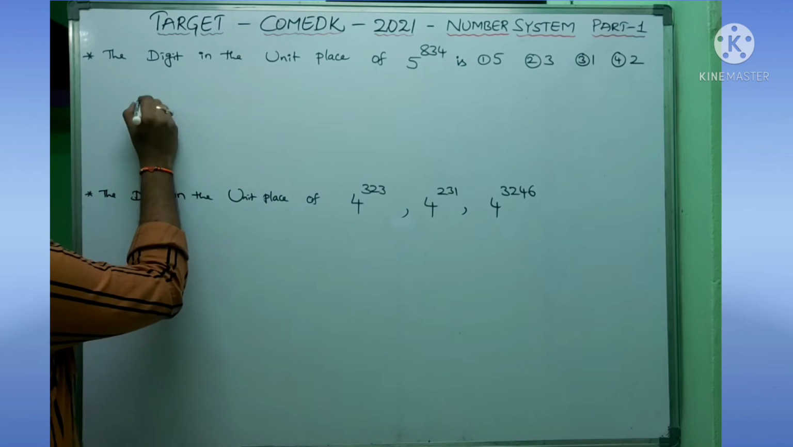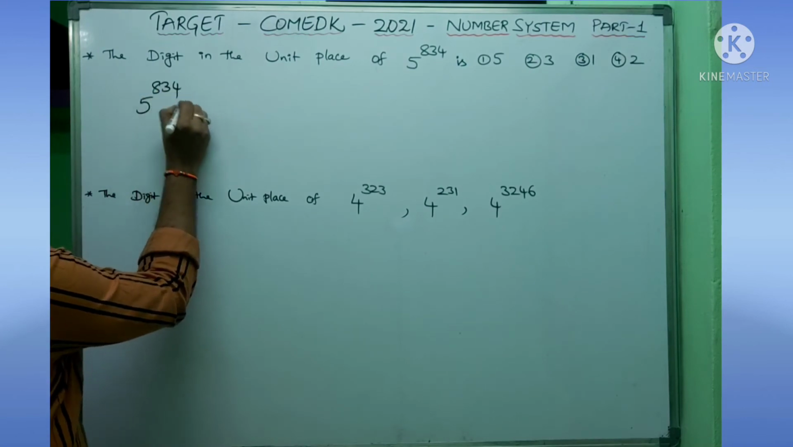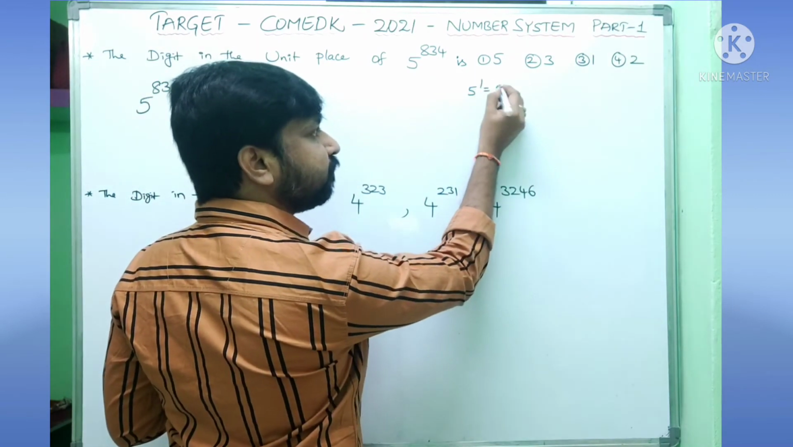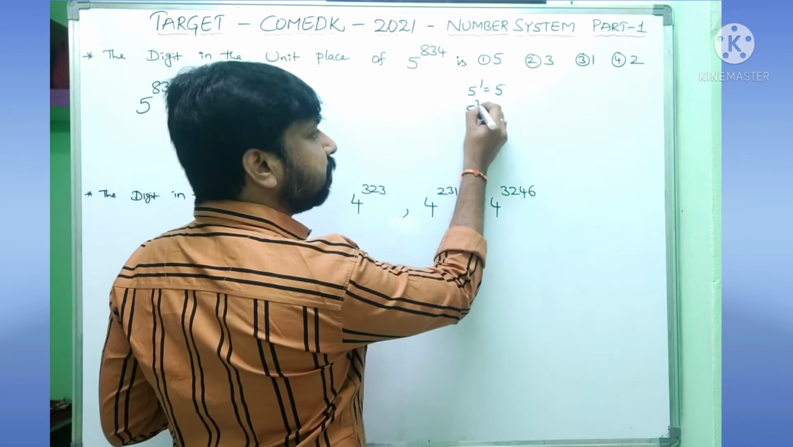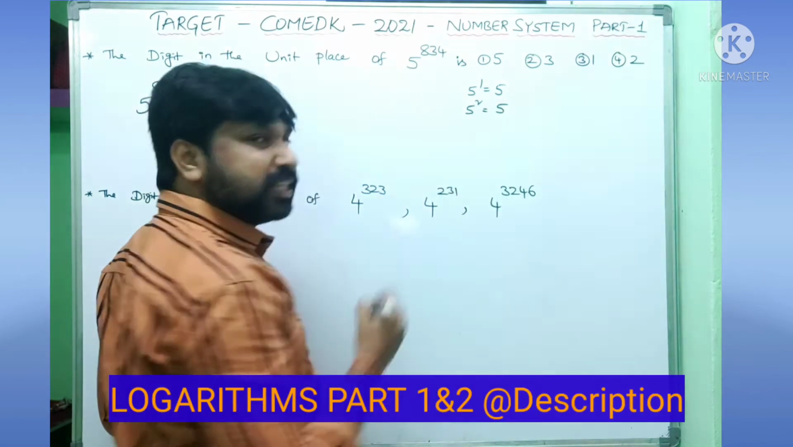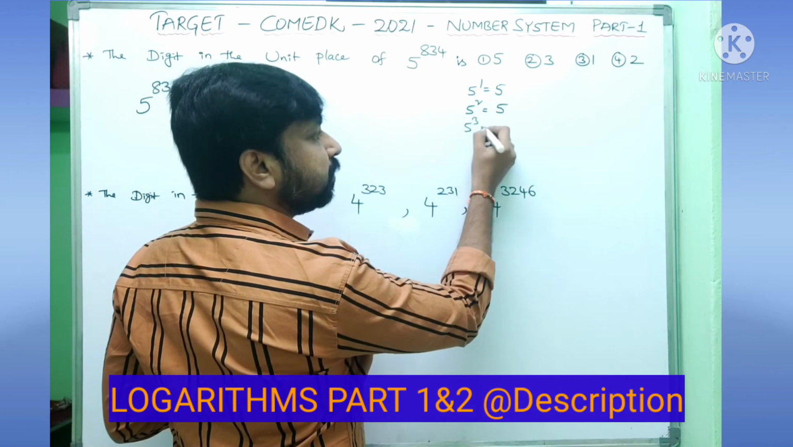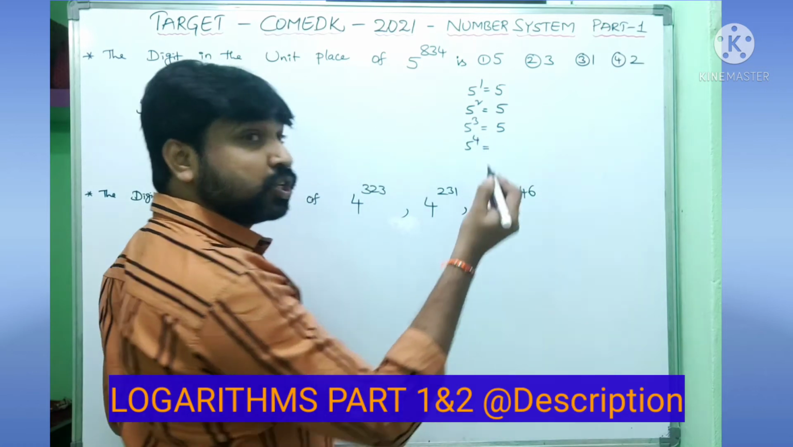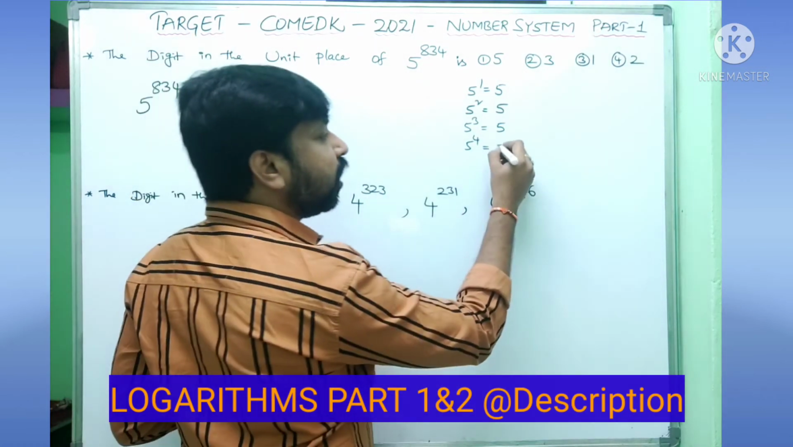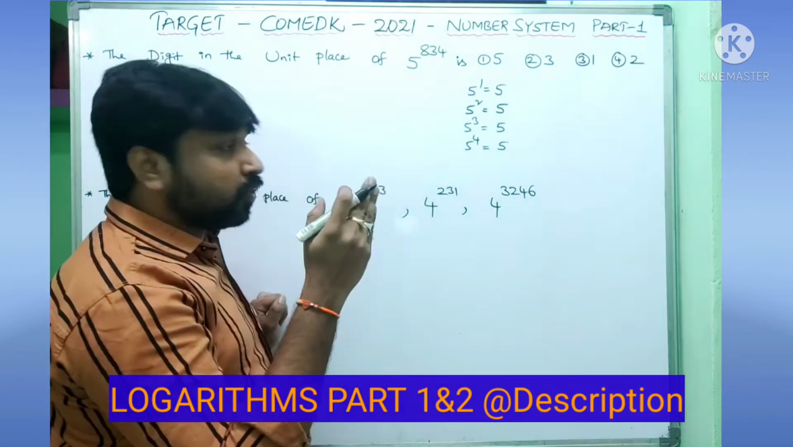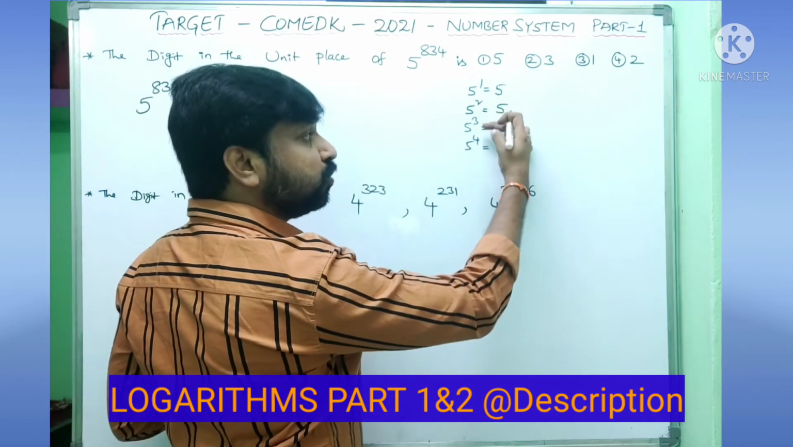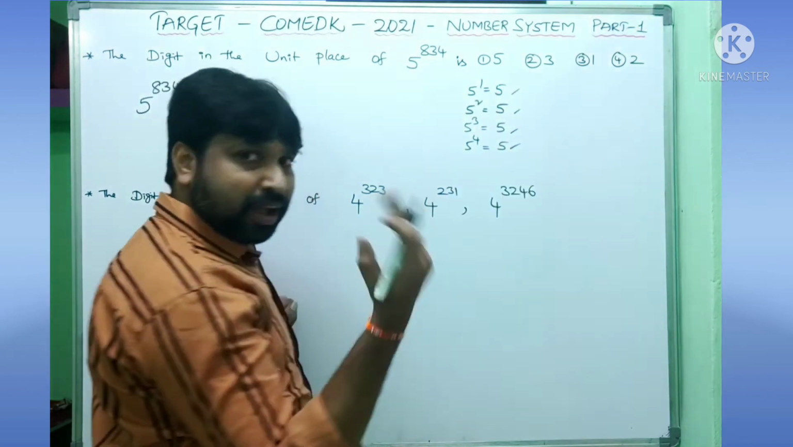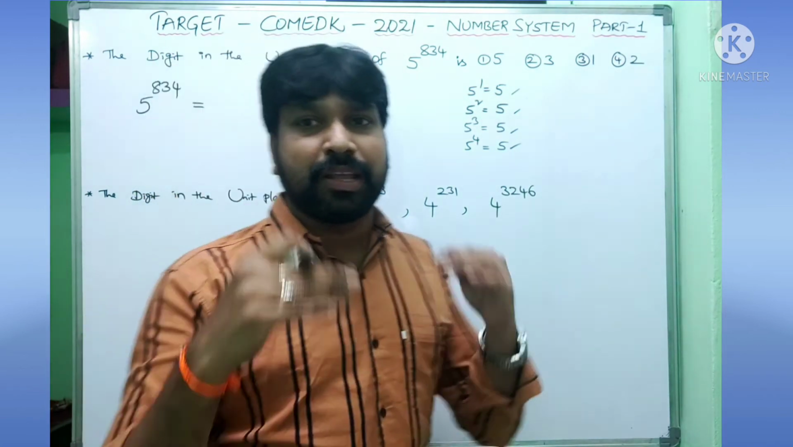Let us see carefully. If you observe the 5 table, 5 power 1 is nothing but 5. 5 square is 25, so the units place is 5. 5 cube is 125, so the units place is again 5. 5 power 4 is 25 into 25, that is 625, and of course the units place is 5. So if you observe 5 power 1, 2, 3, 4, whether the power is even or odd, you are getting units place as 5 only. So 5 power any number gives 5 only.